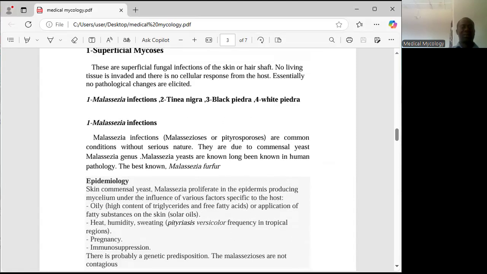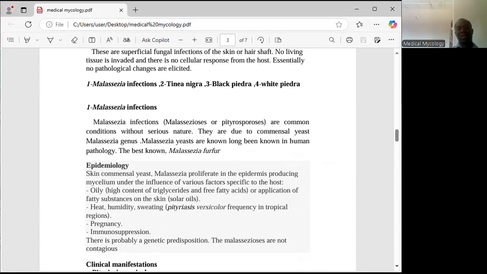Let's look at Malassezia infection. Malassezia infections are what we call Malassezioses or pityrosporosis. They are common conditions without a serious nature. They are usually due to a commensal yeast of the genus Malassezia. These Malassezia yeasts have been known for a long time in human pathology. The best known is Malassezia furfur.